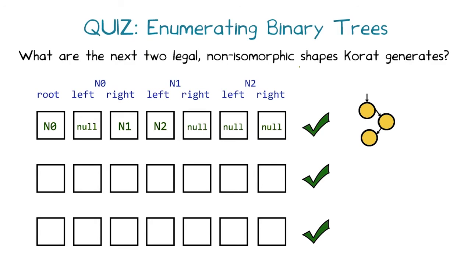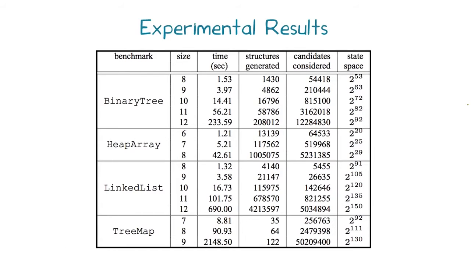Let's do one more quiz to solidify your understanding of the Korat algorithm. Starting from where we left off in the previous quiz, enter the candidate vectors of the next two legal shapes that Korat generates. Remember to disregard any shapes that are isomorphic to a previously generated shape. As we have seen, with relatively few steps, Korat generates all the legal and isomorphically distinct test cases for binary trees with at most 3 nodes.